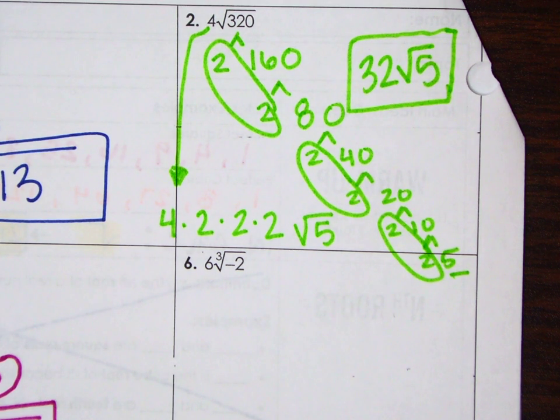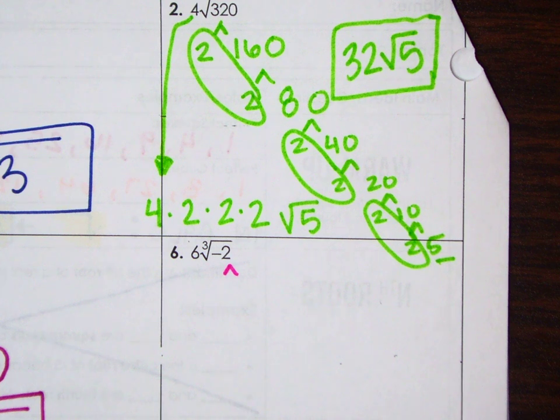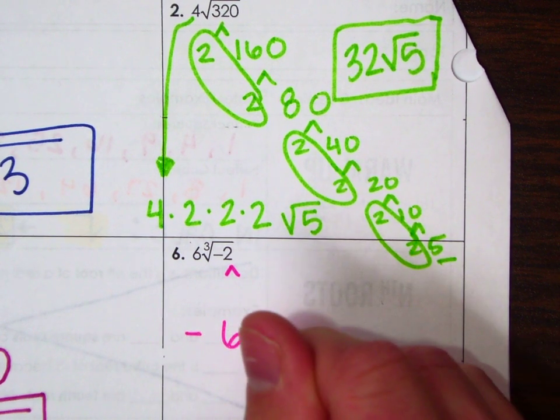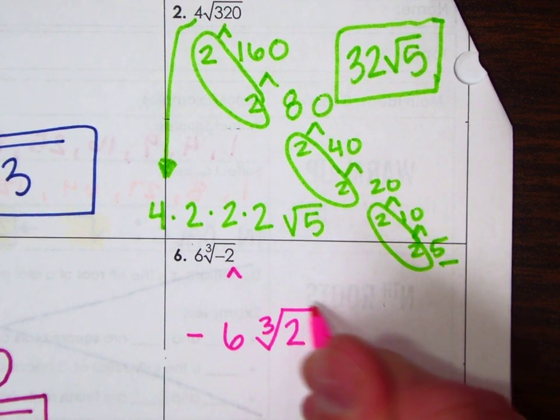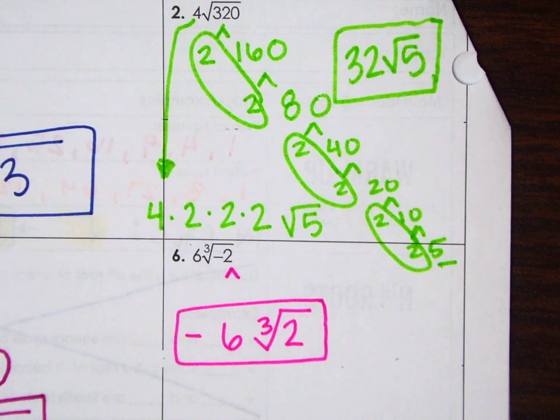All right, on number 6, my last one here. 2 doesn't break down at all. And so all I can really do on this one is just pull the negative out. So 2 doesn't break down, so I'm just going to leave it alone. Just pull my negative out, and that's all I can do. All right, so that's kind of something that we've done in the past.